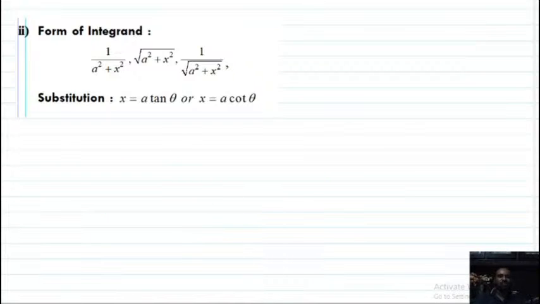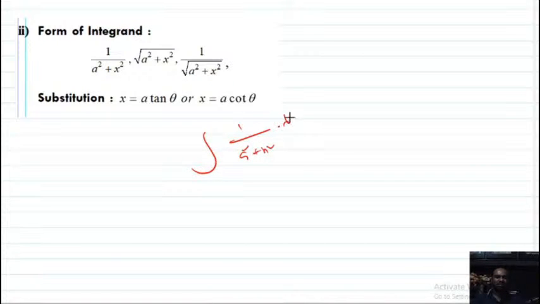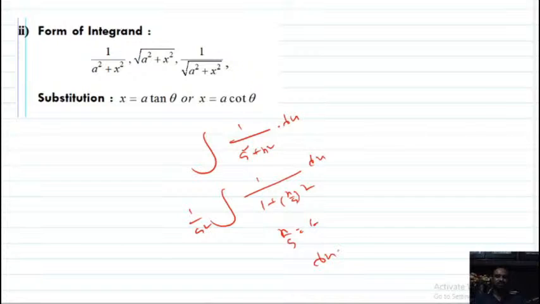Next, if any problem is of this form, observe, 1 by x square plus a square or root over a square plus x square or 1 by a square plus x square, take x as a tan theta or a cot theta and proceed. Okay students, listen, 1 by a square plus x square dx is given. So what I can write, this is 1 plus x by a whole square into 1 by a square dx. Let x by a equal to t, then dx equals what, a dt.